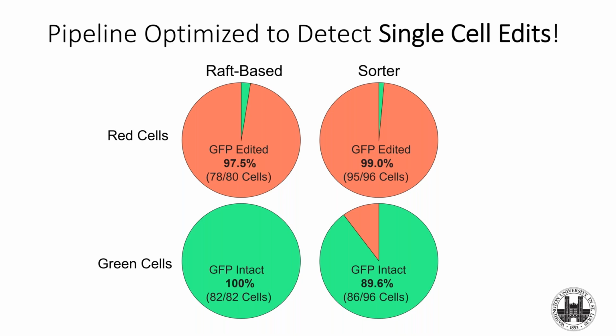The last thing I'll point out on this slide is that, again, we can do this experiment side by side with a raft-based approach and a sorter, but with other phenotypes. So we're interested in protein localization. We're interested in neurite outgrowth, neurodegeneration. We're interested in cell-cell interactions. Those are all things we can do on a raft.